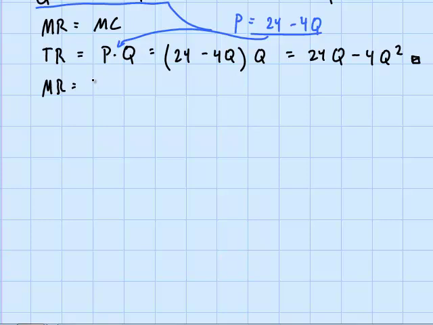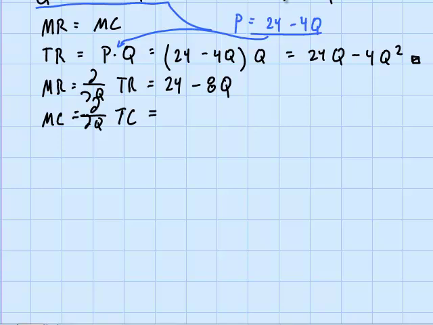Marginal revenue equals d/dQ of total revenue. So the derivative of 24Q with respect to Q is 24 minus 8Q. So now I'm done with marginal revenue. I have to come up with marginal cost. That's d/dQ of total cost. Total cost, derivative of 15 is nothing. Derivative of 3Q is 3. So now I'm going to set marginal cost equal to 3 equal to marginal revenue, 24 less 8Q.